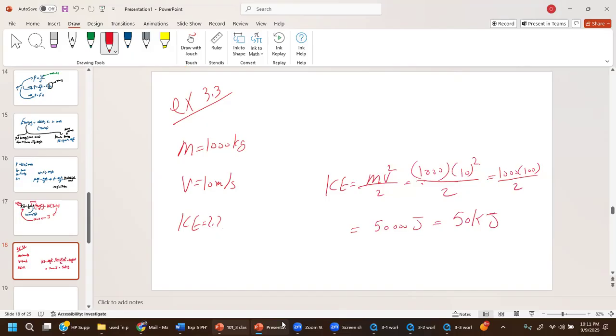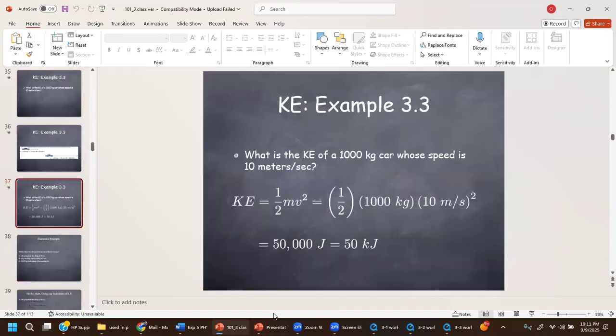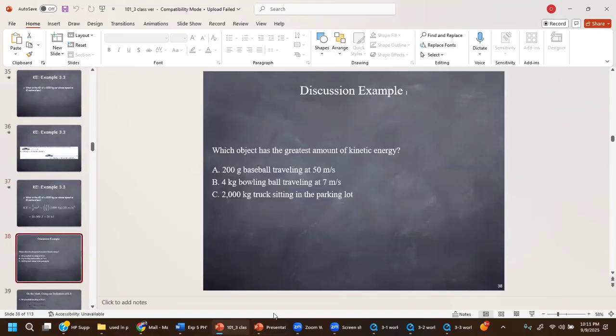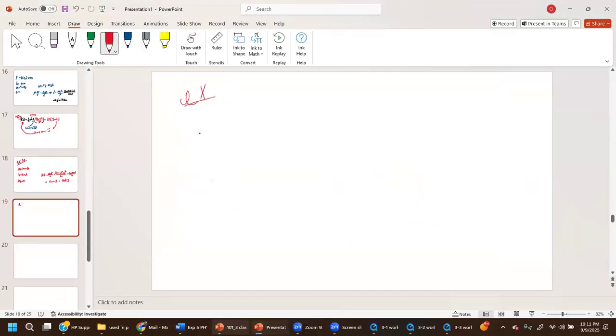Let's go ahead and check our answer. Perfect. Now, let's do another example. Which object has the greatest amount of kinetic energy? 50 meters per second, 200 grams; 4 kilograms at 7 meters per second; or 2,000 kilograms just sitting in the parking lot. All right, well, let's take a look. So this is our example, part A.